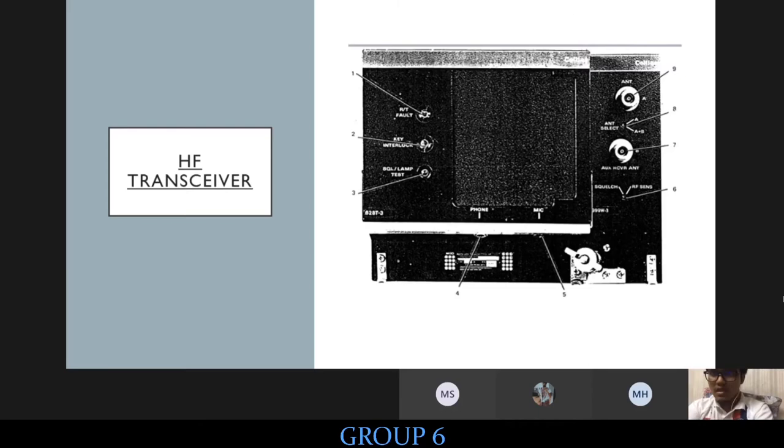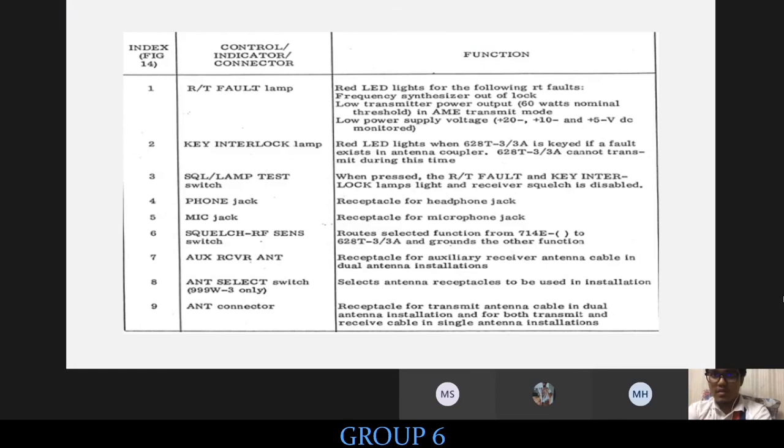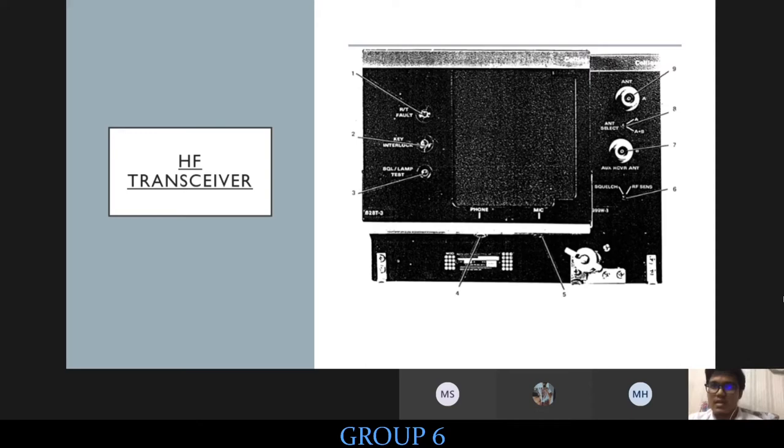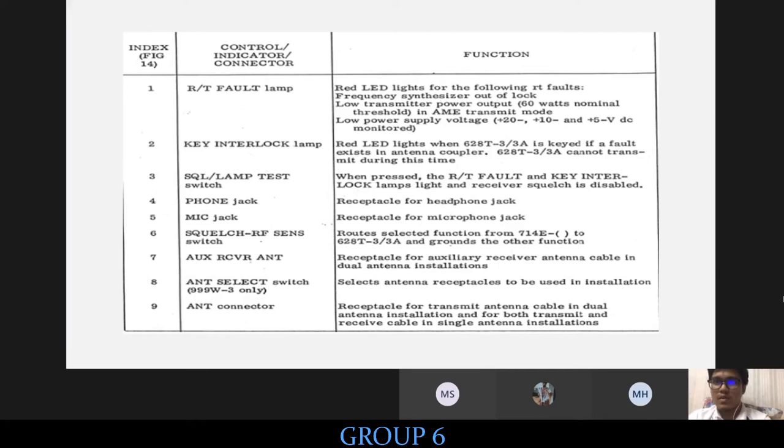We will explain the function. Number one is the RT fault lamp, on the top left side. Red. The function is a red LED that lights for the following RT faults: frequencies in the frequency synthesizer out of lock, low transmitter power output, 60 watts nominal threshold in transmit mode, and low power supply voltage.